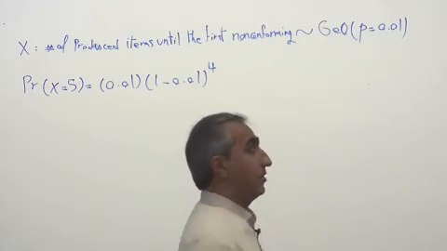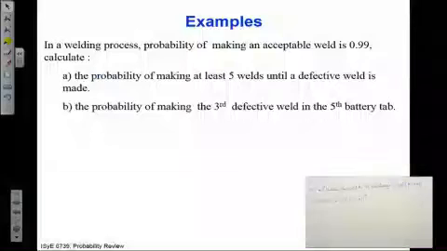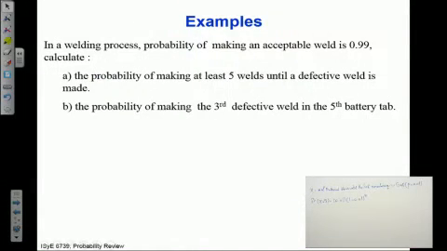Try to solve the second part. So what is the probability of making the third defective in the fifth battery tap? What is the distribution for that? Negative binomial. That's correct.